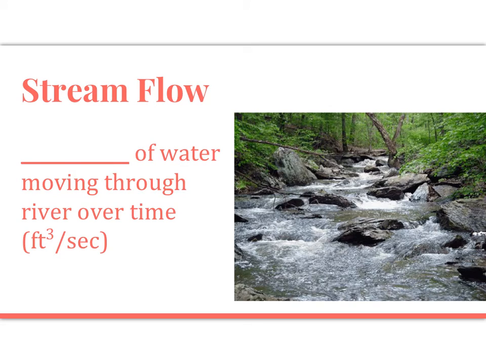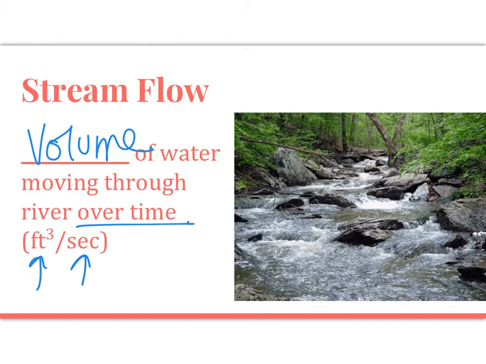Next data factor we're looking at here is stream flow, which is measuring the volume of water going through the river over time. So when we look at our unit, we have a measurement of both volume, or amount of water, and second, time. So we're looking at the amount of water going through the river in a certain spot over time.